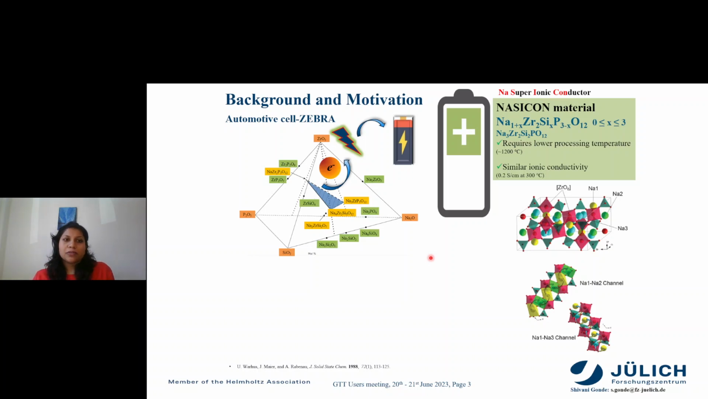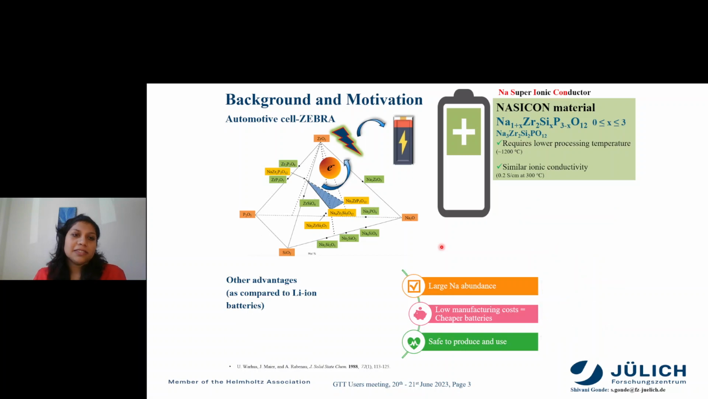So, the vertices of the tetrahedron represent unary systems, the edges represent the binaries, the faces represent the ternary systems, and the region of space that this tetrahedron encloses represents a quaternary system. In this quaternary system, there is an interesting phase called the NASICON phase, which is shown here, which is found to be conducting in nature, and therefore it can be applied to battery materials as electrode and electrolyte material.